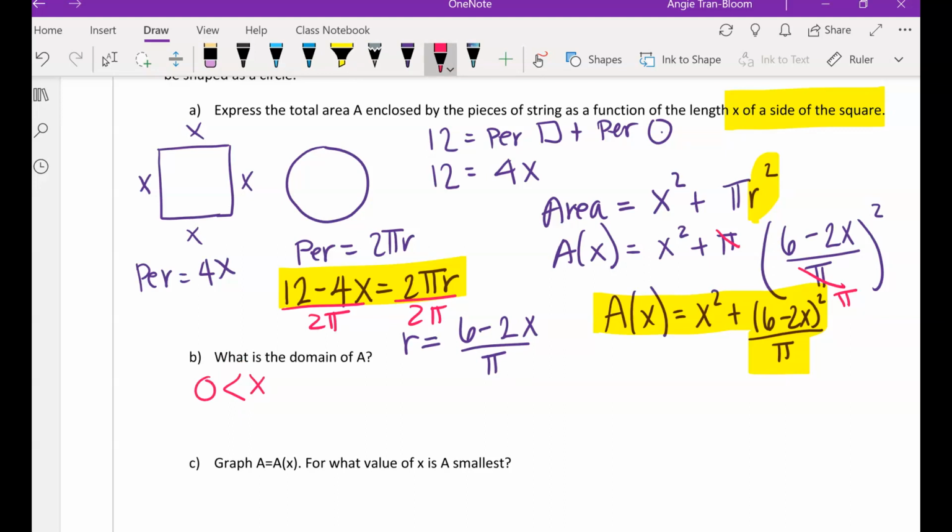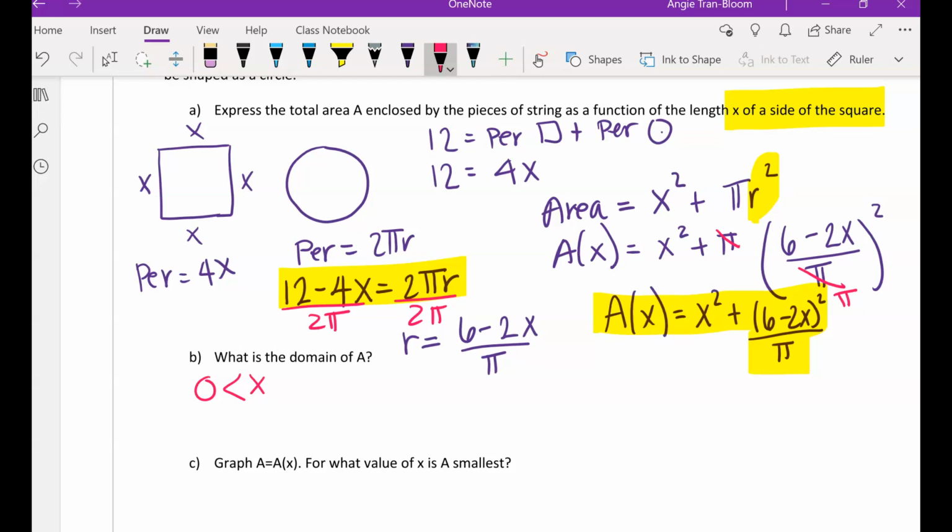What's the biggest length can you have? Is it infinity? No, because you have how many inches of rope? 12. So what's the biggest? 6? No. Or 6 divided by 4. At most 3, not including 3.